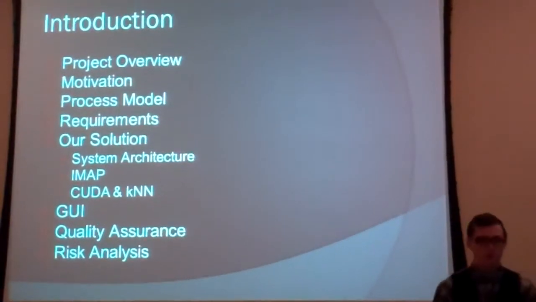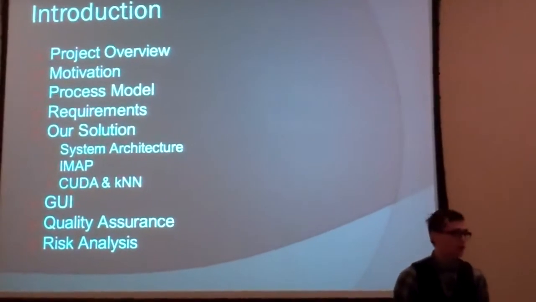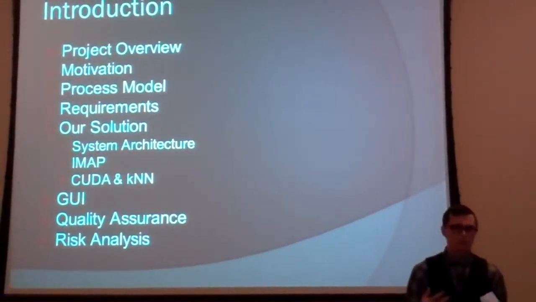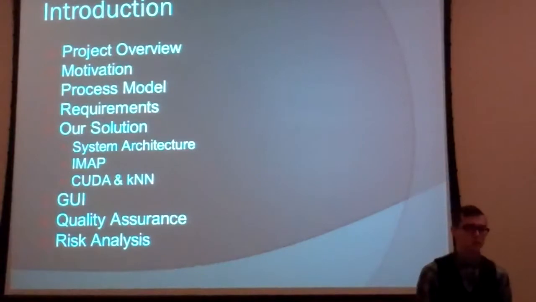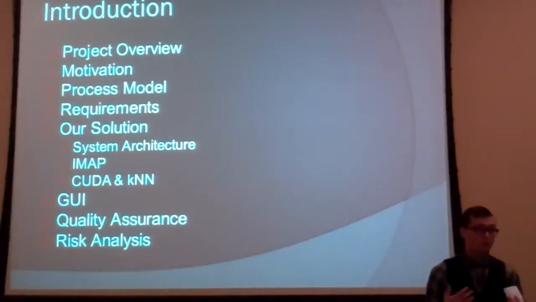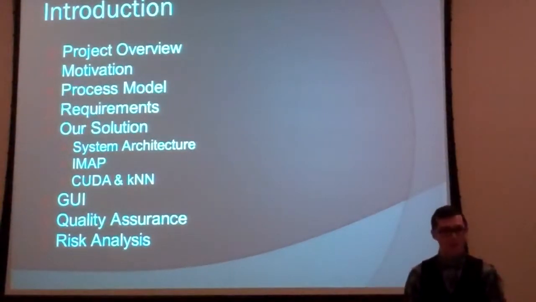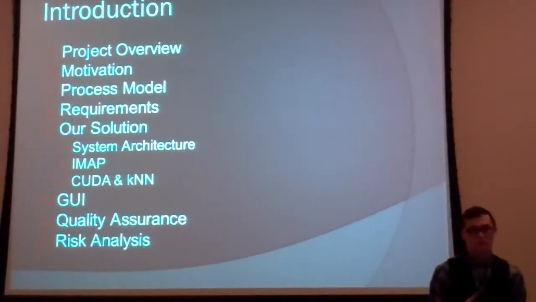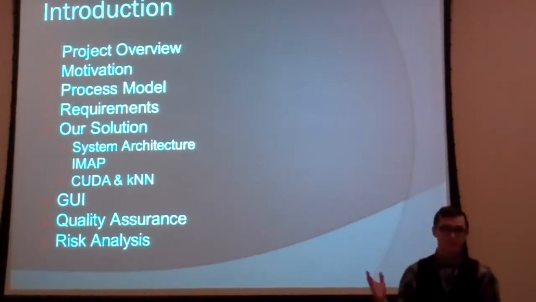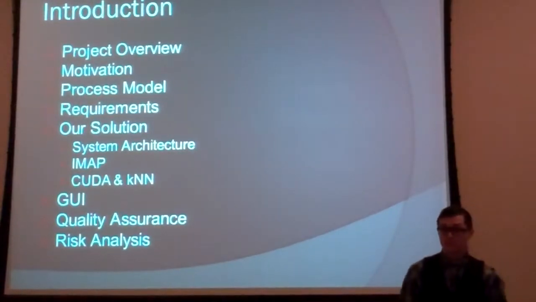So a quick introduction to our project. We're going to go through our project overview first to let you know what it's about. We're going to go over our motivation for doing the project. We're going to give you the process model. We're going to give you the requirements that we gathered from Dr. Andoni, and we're going to go over our solution to those requirements. We're going to cover the system architecture, a little bit about IMAP, and then our general focus is going to be on CUDA and KNN. And then we're going to give you some slides of our GUI, and then we're going to finish up with quality assurance and risk analysis.